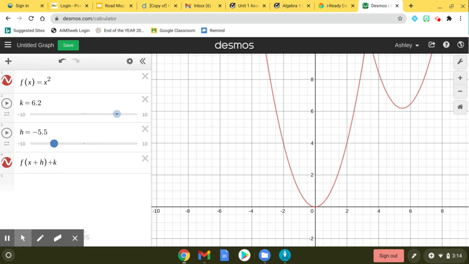Remember that when you have f of x and then you're adding something, that means it's going up or down. If you have f and then in parentheses x plus a number, it's moving to the left and to the right, and it's doing the opposite of what we think.